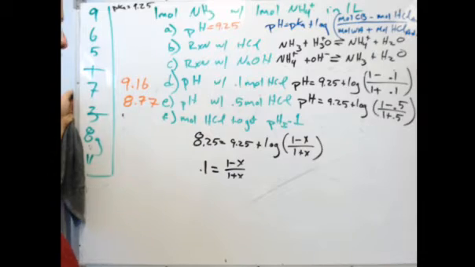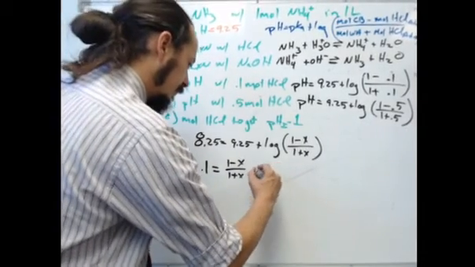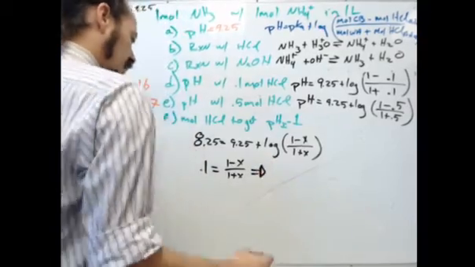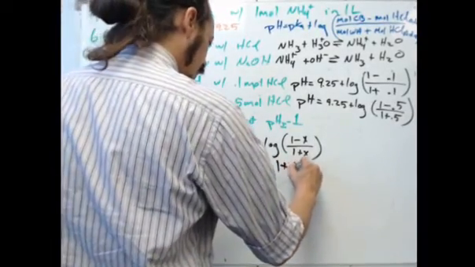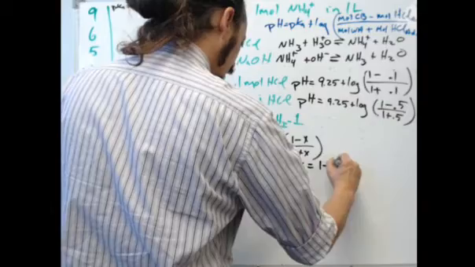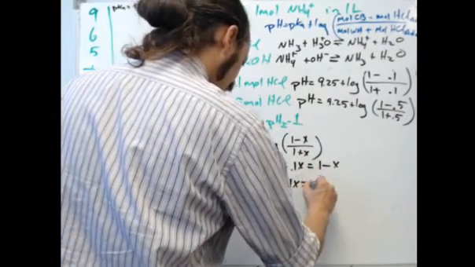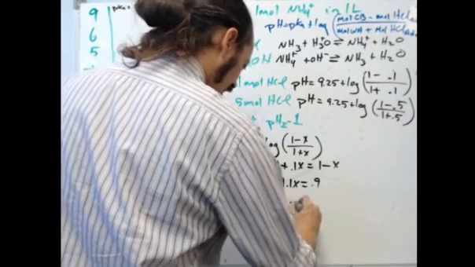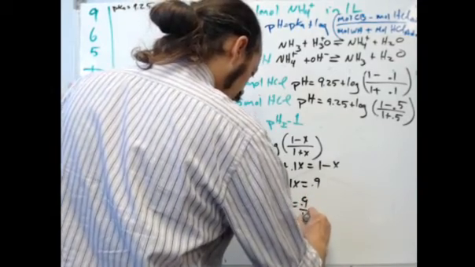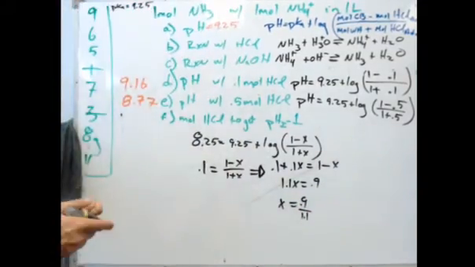Algebra. I'm going to have 0.1 plus 0.1x is equal to 1 minus x. I'm going to add that over, subtract that over. I'm going to have 1.1x is equal to 0.9. I'm going to have x is equal to 0.9 divided by 1.1.